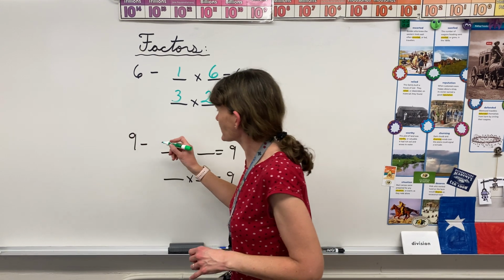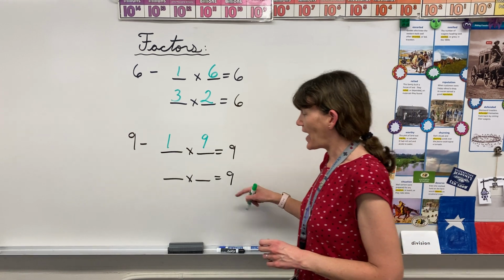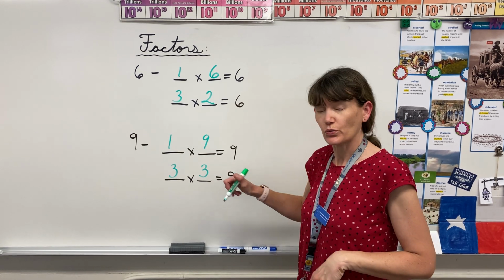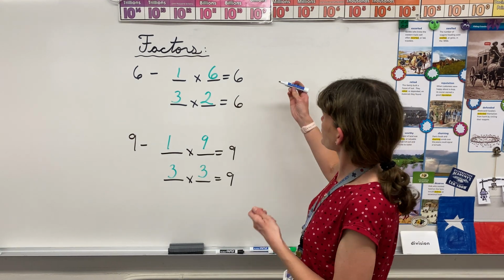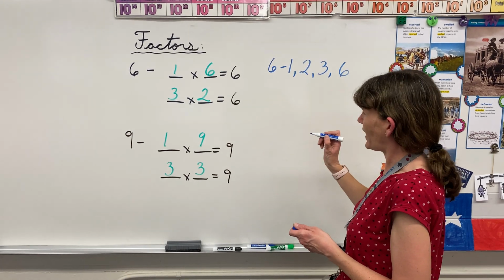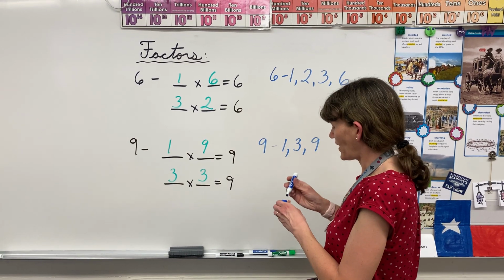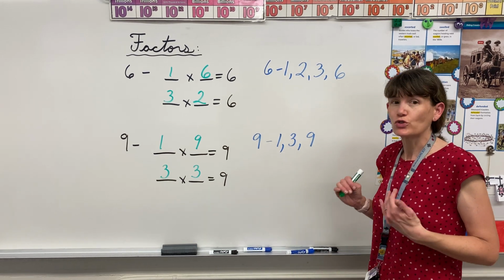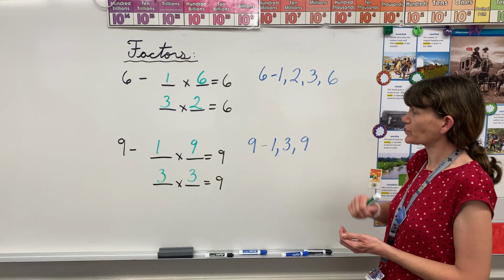So let's look at 9 next. Always start 1 times 9 is 9. And then 3 times 3 is 9. So in this case, we kind of have it easy because it's the same number, right? So now let's look at our factors. 6 has a factor of 1, 2, 3, and 6. 9 has a factor of 1, 3, and 9. Now you notice I didn't write the 3 twice because I don't need to, it's the same number. Okay? So looking at the factors of 6 and the factors of 9.